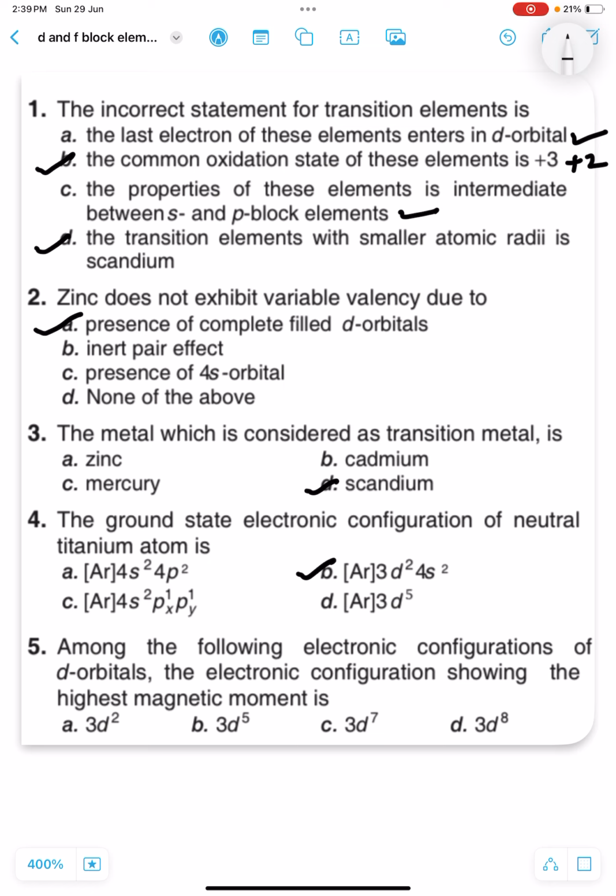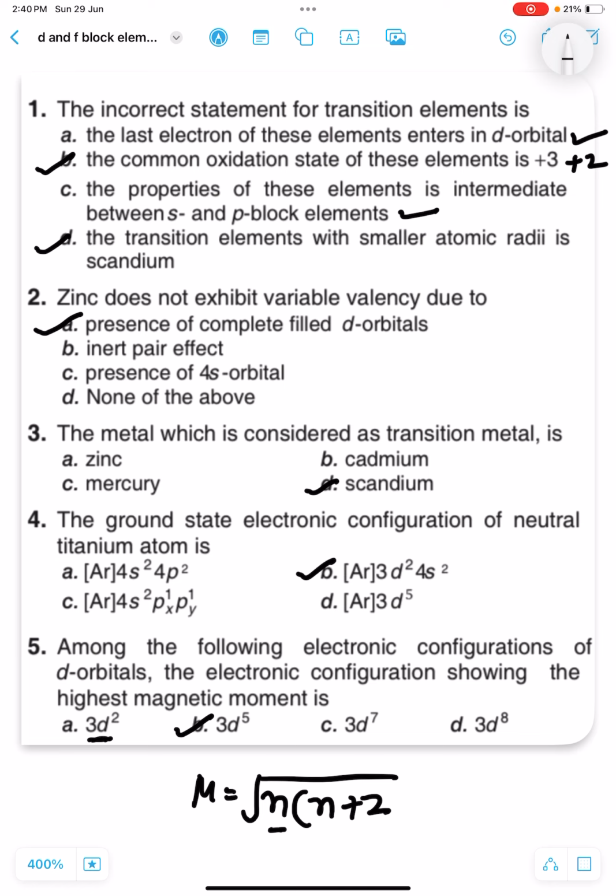Next, fifth question. Among the following electronic configurations of d orbitals, the configuration showing the highest magnetic moment is 3d5, because we know that magnetic moment increases as the number of unpaired electrons increases. What is n in this formula of magnetic moment? This is the number of unpaired electrons. So magnetic moment is directly proportional to the number of unpaired electrons in an atom or in an ion. And the rest of these have two unpaired electrons.